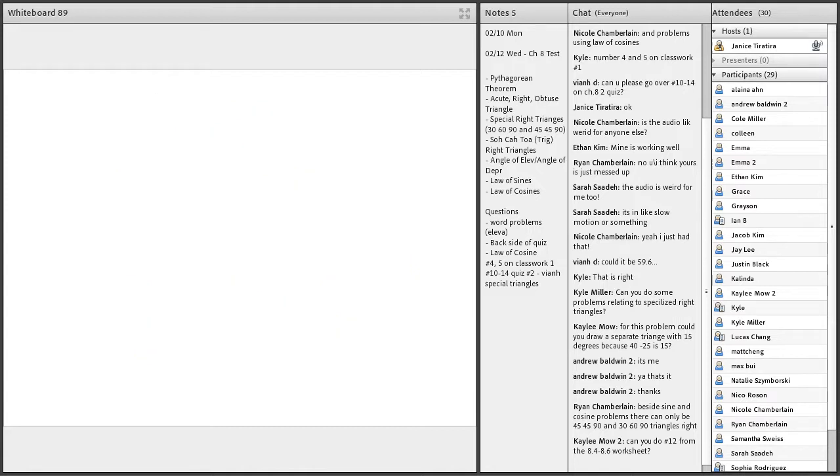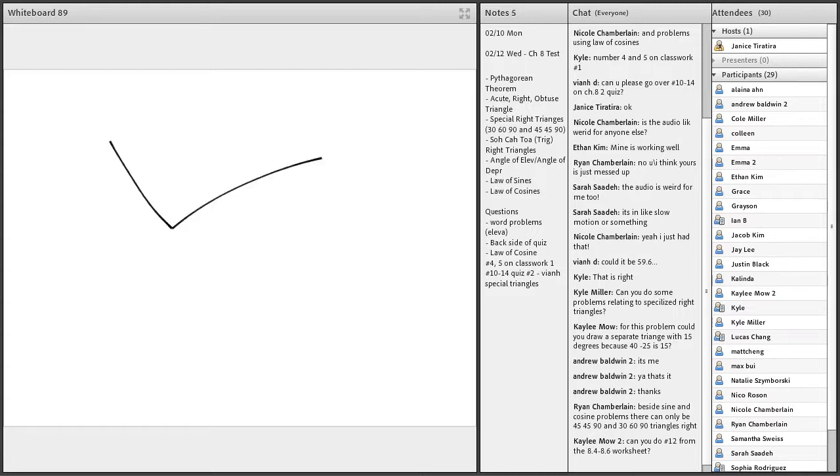All right, so let me do one more law of cosine, and then from there, we can do some special triangles and number 12. Sure, okay. Let me find one where it asks to find an angle. I think I found one.